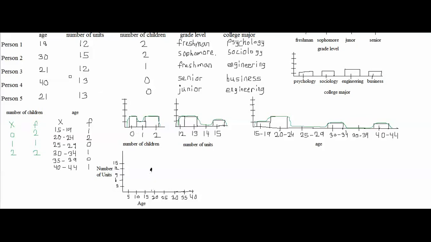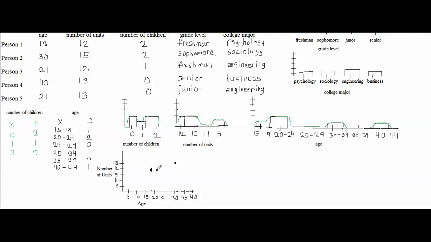What about person 2? Person 2 is 30 years old and is taking 15 units. The age of 30 is right here, and 15 units is right here. So those meet up right here. This is 15 units. This is 30 years old. What about person 3? Person 3 is 21 years old and is taking 12 units. So 21 years old is a little bit above 20, and 12 units is right here. So it's going to be right next to this dot, because they're both lined up with 12 on the y-axis.